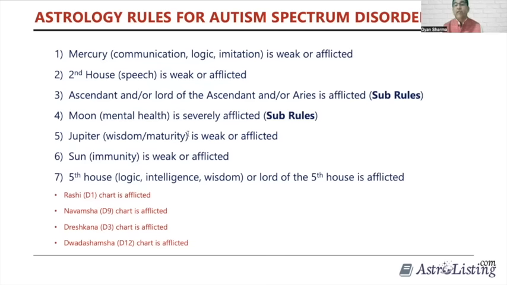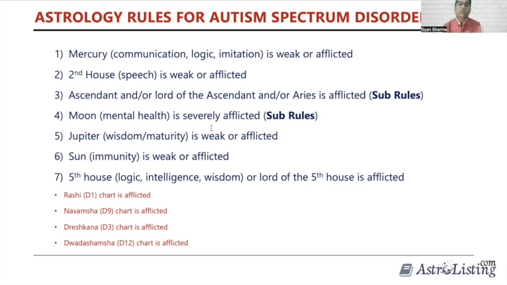Sign Aries is also very important because Aries happens to be the first house equivalent to the head of the Kal Purush. So the ascendant and Aries both need to be unafflicted. They should not have a lot of negative impact, and they should be sound enough, strong enough for good health, especially mental health.